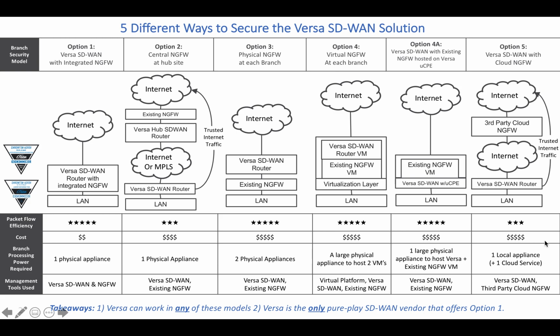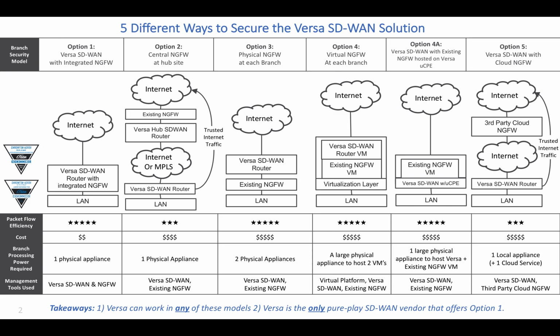And then the fifth option here is for a customer that's perhaps invested in a current cloud security solution. They want to continue to leverage that for some period of time. So here we have the LAN infrastructure inside the branch. We then have a Versa SD-WAN router. We're then sending all trusted internet traffic directly to the internet, so Salesforce, Office 365. And then any untrusted traffic we're sending to that cloud next-gen firewall for processing before entering the internet.